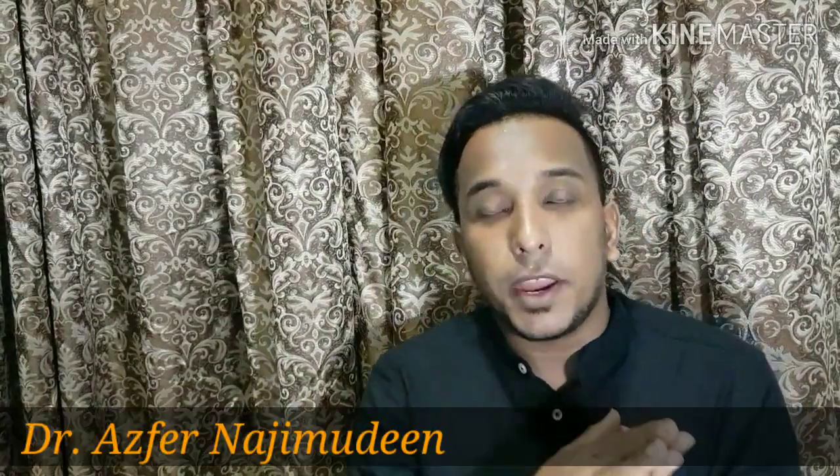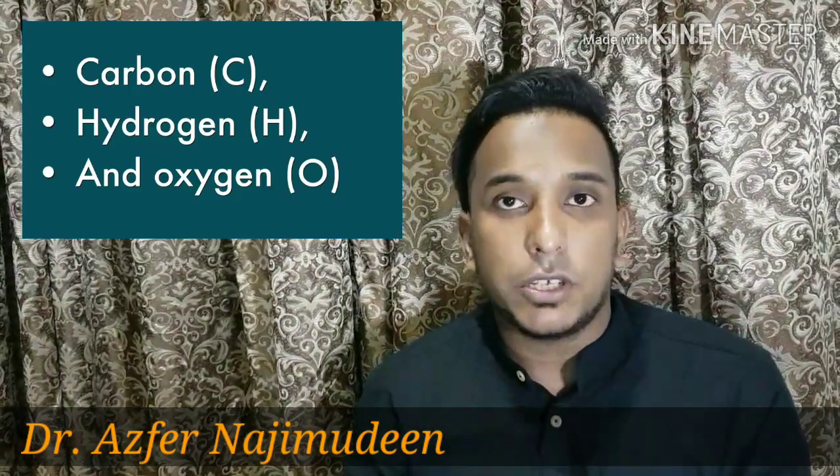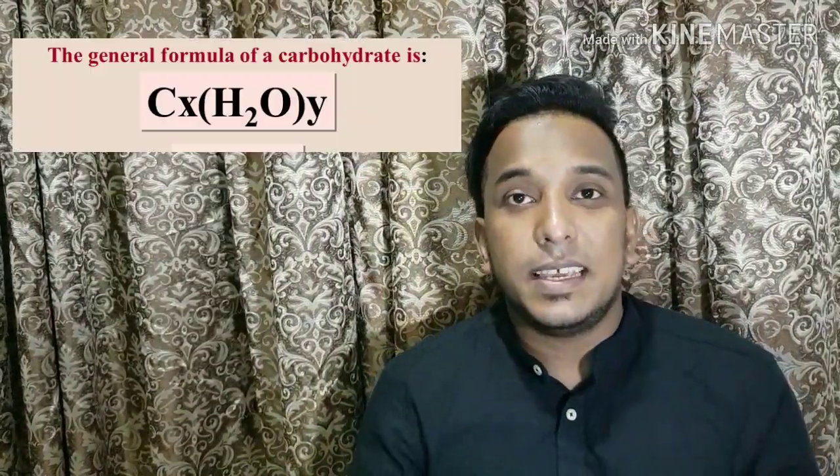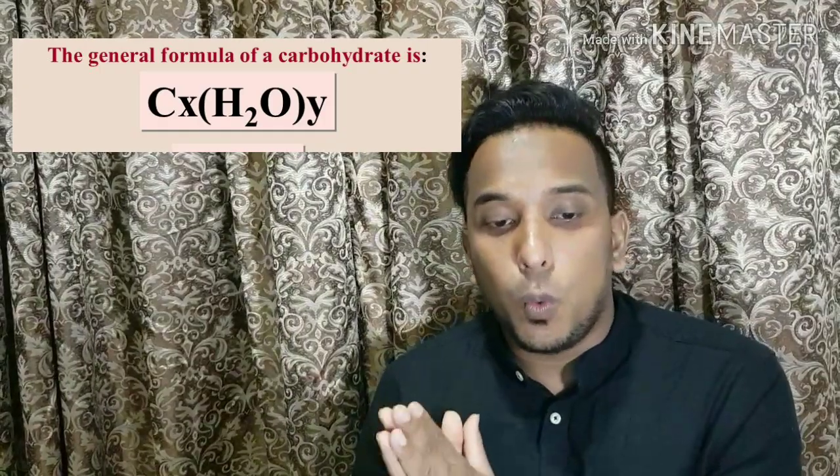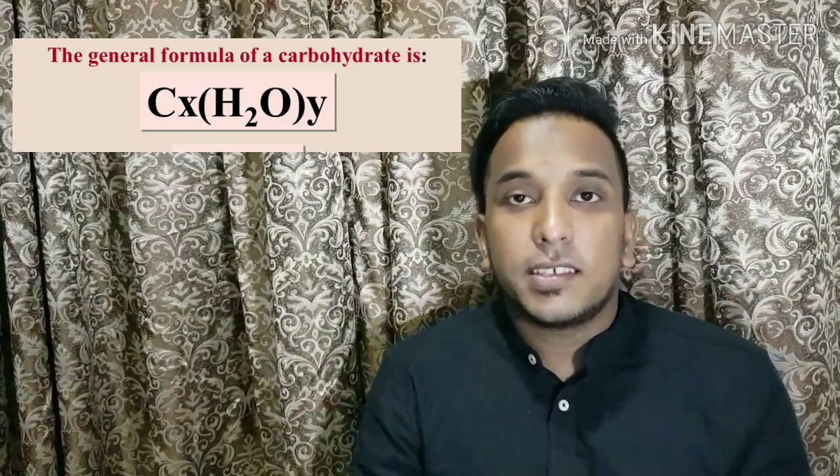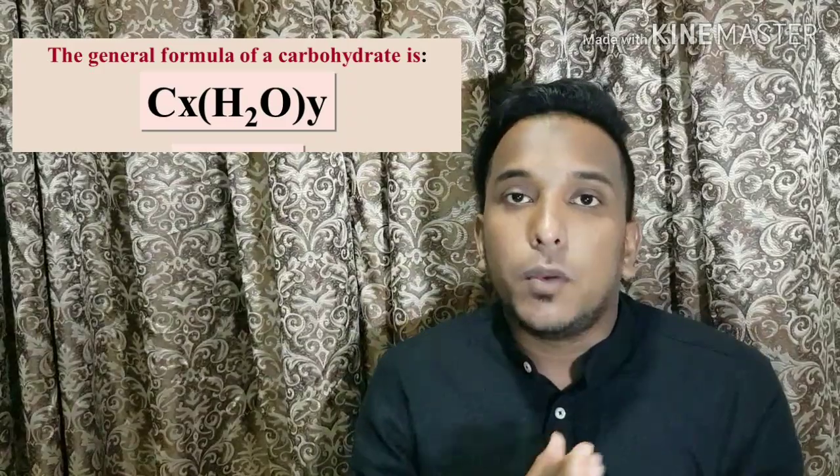Carbohydrates are made up of 3 elements: carbon, hydrogen and oxygen, and they have a special molecular formula, CxH2yOy, with a ratio of hydrogen to oxygen of 2:1.